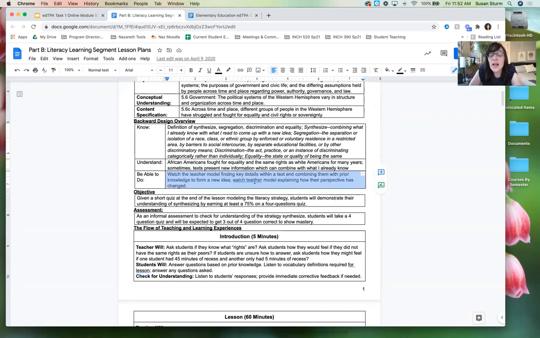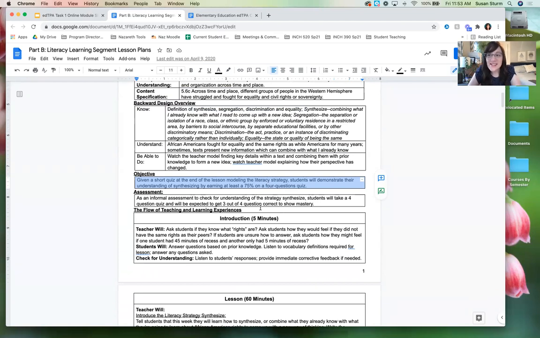Be able to do: a lot of folks in my class have to revise this one for the final. This is not "students will be able to synthesize." That's the last lesson. For this first lesson, students will be able to watch the teacher modeling how to find key details within a text, and how to combine that with their prior knowledge. They will be able to watch the teacher model explaining how their perspective has changed. Remember, in the first lesson, your students are not getting super engaged if you're following the gradual release. They're going to be able to watch you. Same thing with the objective here. It should be aligned to assessing their understanding of the strategy, not doing the strategy yet.